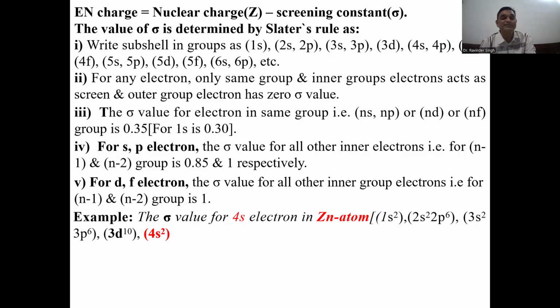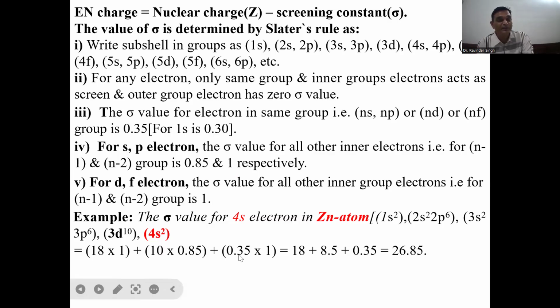So for any electron present in the same group, the value is 0.35. So we have written here 0.35 multiplied by 1, that one electron in 4s. Okay, so for the n-1 group, the next group is 3d here. So the total electrons are 10 here.